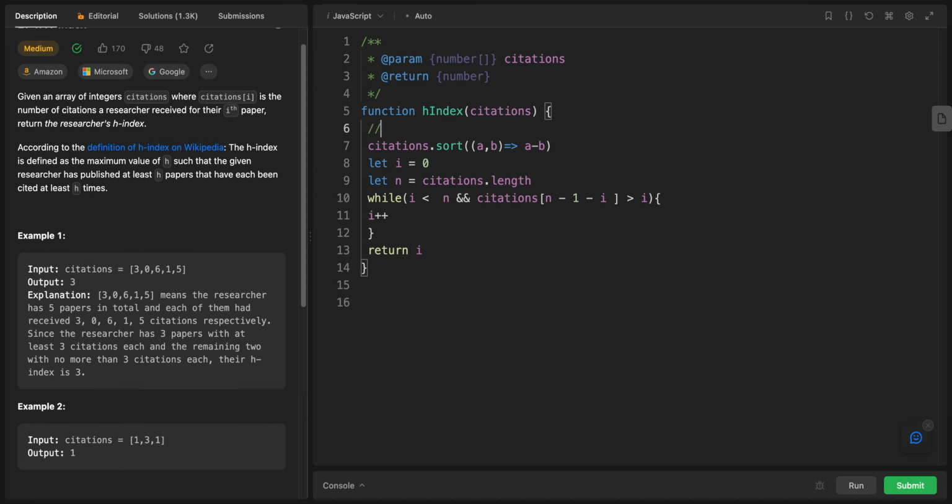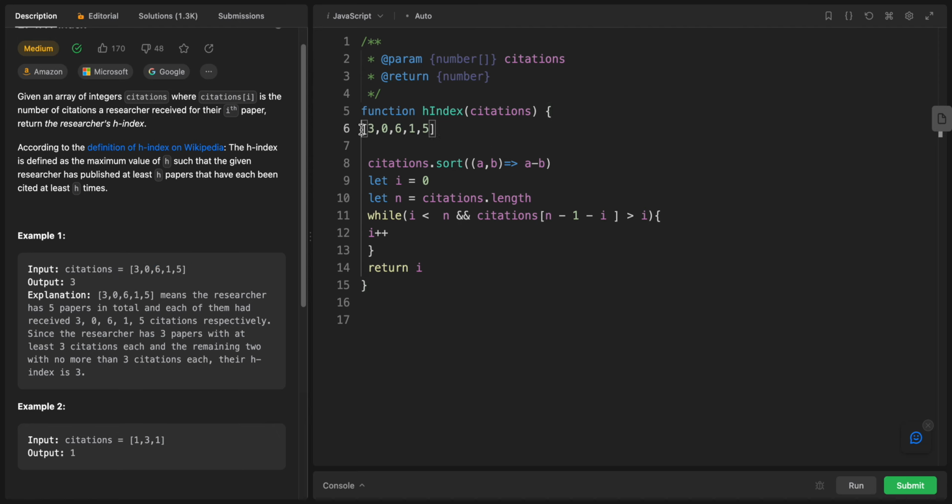First of all, we have this array, and we sort this array. So the array will equal 0, 1, 3, 5, and 6. Okay. And we have this I, you can call it answer or result, it doesn't matter. Call it whatever you want. And this I will be the H index that we are going to return.